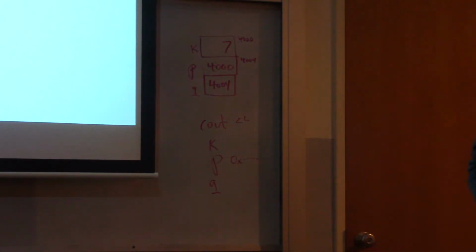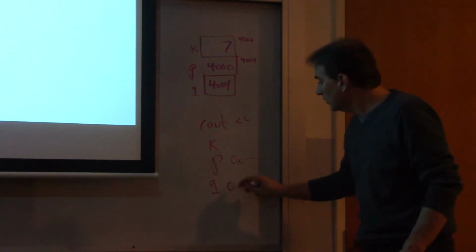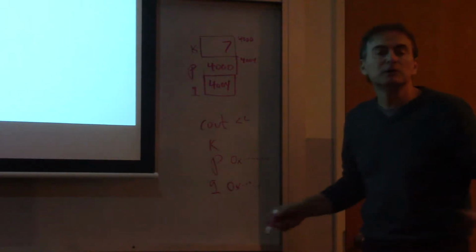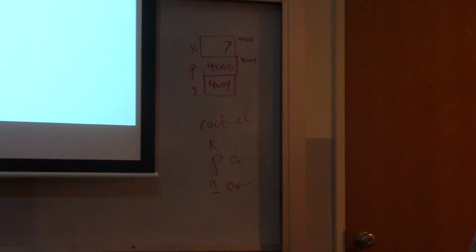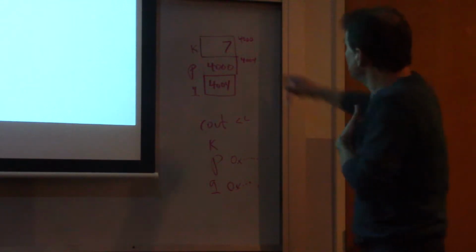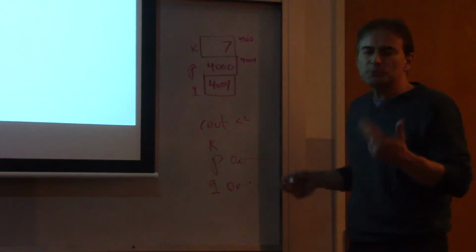When you print out Q, what do you think you're going to get? Q is a pointer to pointer, so it's an address of a pointer. So when you print out Q, you're going to get 4004 written as a hexadecimal value. Are you with me? So basically it makes sense. You print out K, you get 7, print out P, you get the address. So these are just pointers.